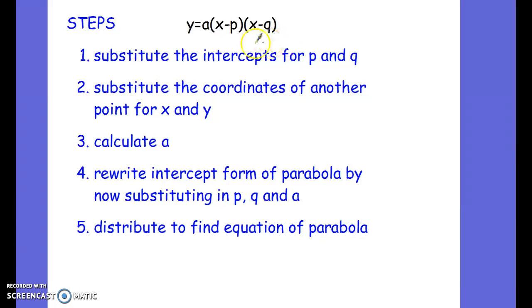Writing the equation from a graph revolves around this equation up here. Y equals A times x minus p times x minus q. So anytime you hear me referring to plugging something in, or the variables A, x, p, and q, this is what I'm talking about. So refer back to this. Let's look at a couple of examples.